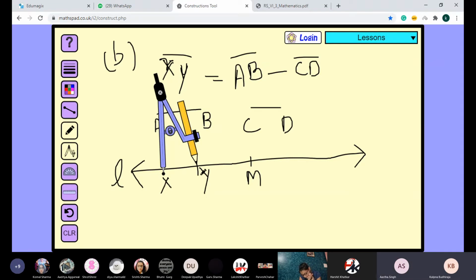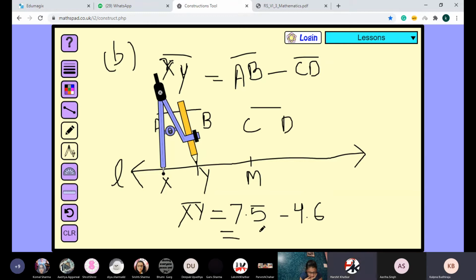This is your point Y. And do mention in the question the measurement of XY. As per the question, it should come out as 7.5 minus 4.6, which is around 2.9 centimeters. When you do it at home, do this verification also. In the question it is given to verify the length, so you will verify using this method. I hope the construction is clear to everyone.